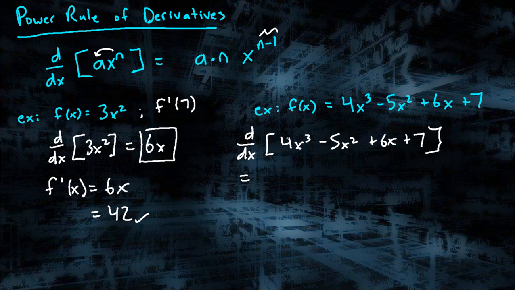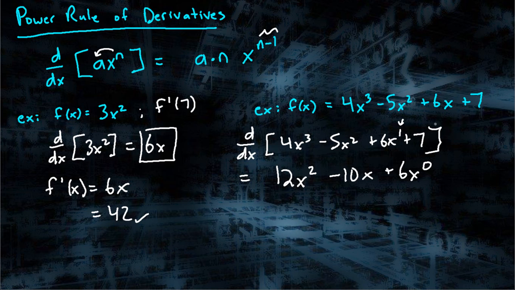So that's going to equal, let's apply our derivative. So 4 times 3 is 12. Decrease this exponent by 1. Negative 5 times 2 is negative 10. Decrease that exponent by 1. And there is an implied 1 right here. So 6 times 1 is 6. And then if I decrease that exponent by 1, 1 minus 1 is 0.